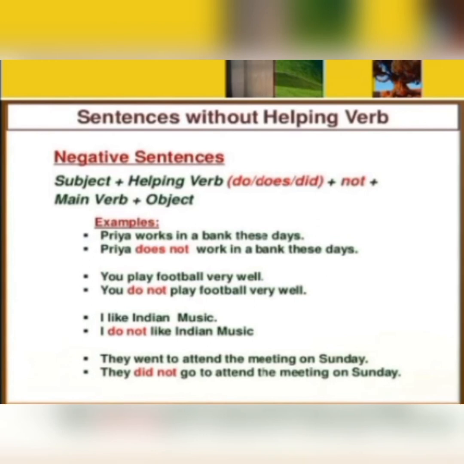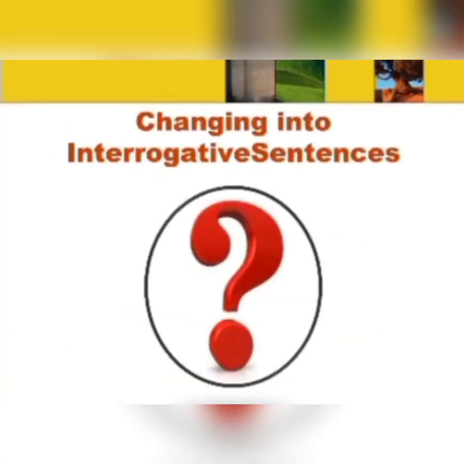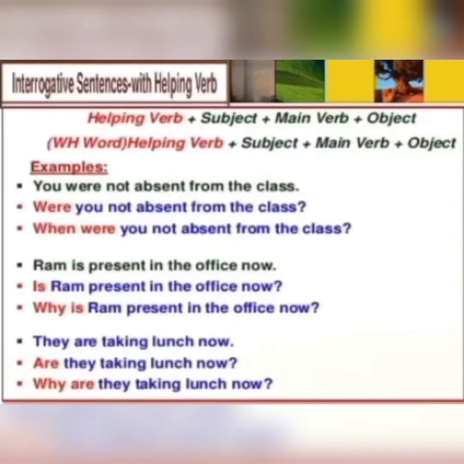Now let's move ahead and learn how to change sentences into interrogative sentences. That means how we will frame a question out of a simple sentence. Here we will use the helping verb in the beginning. We will bring the helping verb in the beginning. Let's see how. You were not absent from the class. Were is my helping verb, so I have brought it in front. Were you not absent from the class? And then I have put a question mark.